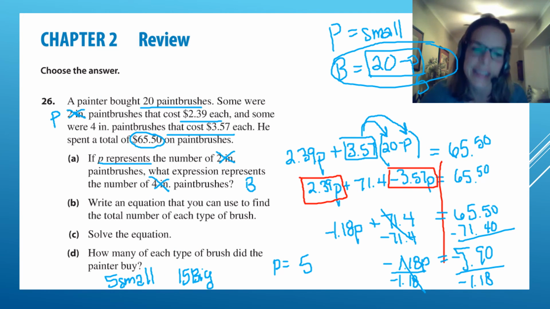Okay, last but not least, here's number 26. I have a painter that bought 20 paintbrushes.